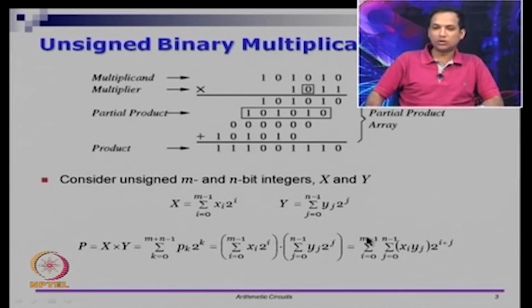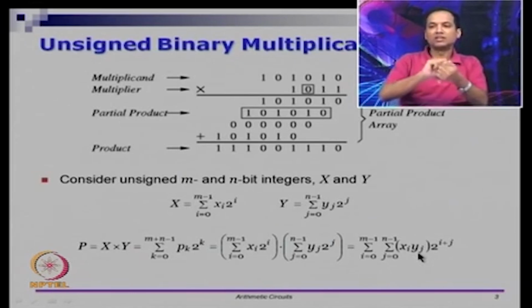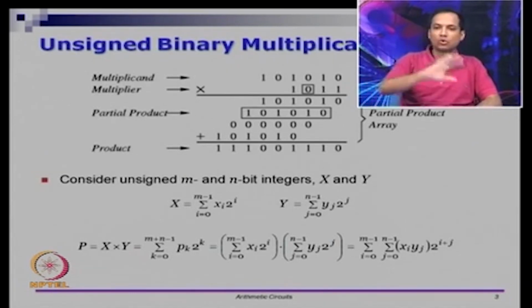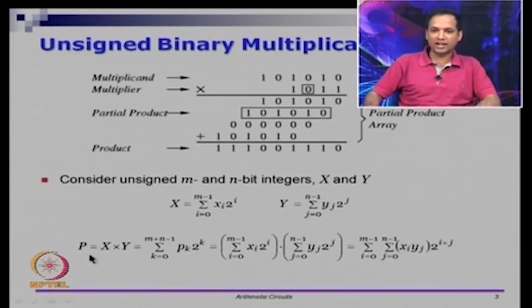So, the sum over i equal to 0 to m minus 1, j equal to 0 to n minus 1, of xi yj into 2 power i plus j. All this is saying is you are taking the bit xi has a weight of 2 power i, yj has a weight of 2 power j. When you multiply that together, you get xi yj with a weight of 2 power i plus j. So the overall value that you have for the product is essentially take all the bits and multiply with each other, but with appropriate weights taken care of.